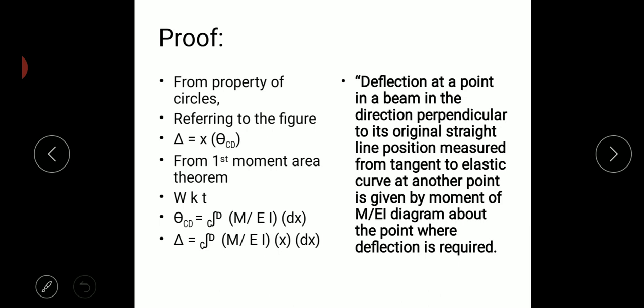So here is the statement: deflection at a point in a beam in the direction perpendicular to its original straight line position, measured from the tangent to the elastic curve at another point, is given by the moment of the M by EI diagram about the point where the deflection is required. In simple words, it can be explained as follows.